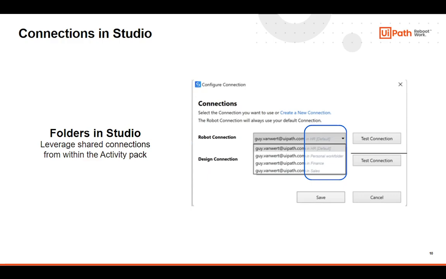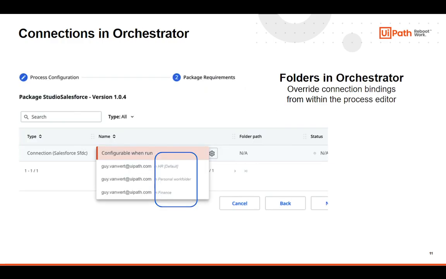We don't stop there. As a COE admin, when that process or automation is being pushed and published into Orchestrator, we are giving you the option to overwrite this. And that is just to stick with the example that I gave in the beginning of the slide deck. The COE admin wants to override and make sure that this specific robot is executing with, in this example on the screenshot, the finance connection, because that finance connection has so much more detail than any other connection. You can do this in Orchestrator.